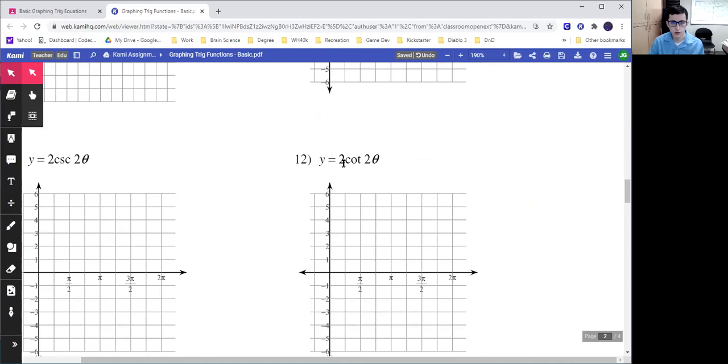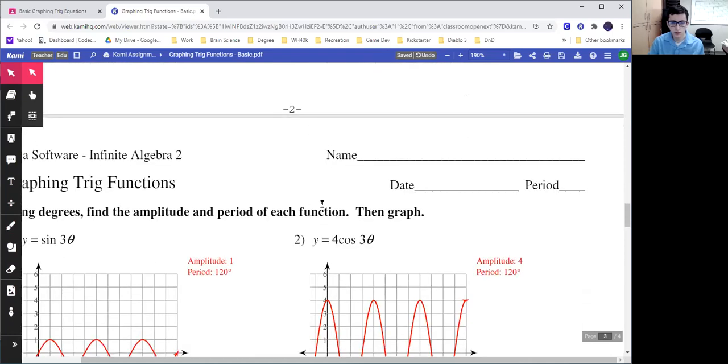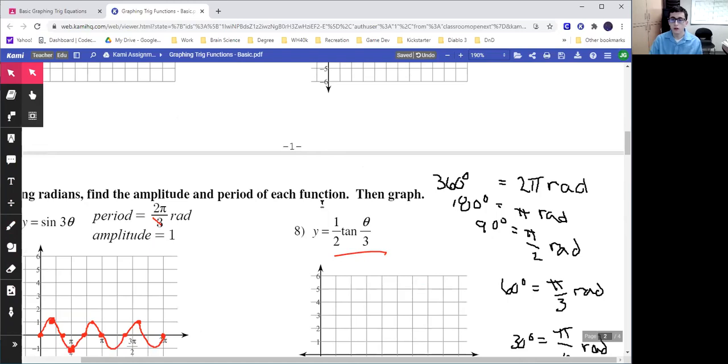Okay, cosecant we're not going to worry about. Cotangent we're not going to worry about. All right. What do you think? Questions or comments?